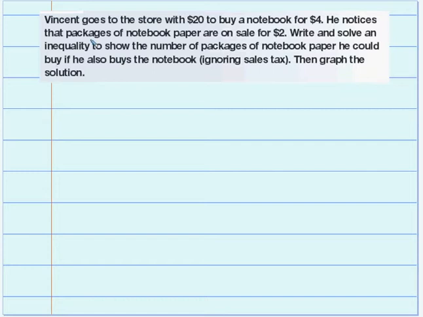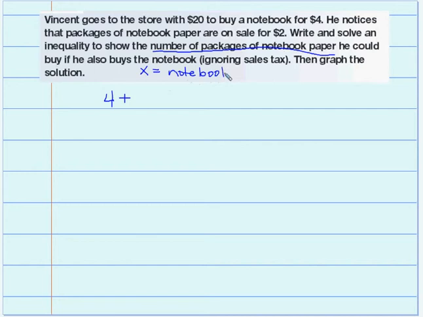Let's see, we have Vincent here. He's going to the store with $20 to buy a notebook for $4. He notices that packages of notebook paper are on sale for $2. Write and solve an inequality to show the number of packages of notebook paper he could buy if he also buys the notebook. And we're going to ignore sales tax. Okay, so he's going to buy a notebook, right? So there's $4. Plus, notebook paper is on sale. They're $2 a piece. So I'm going to let x equal the number of packages of notebook paper.